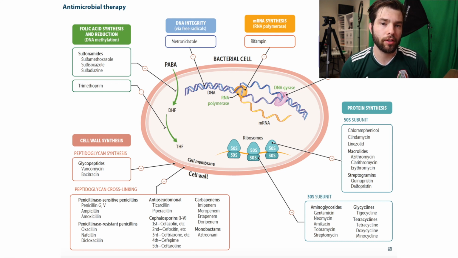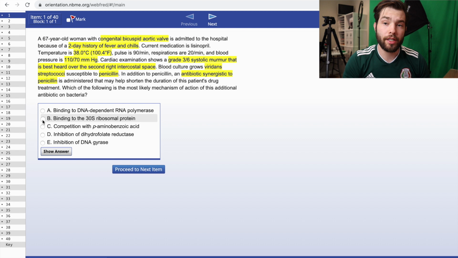All the answers are currently located here. So I need to know what the aminoglycosides' mechanism of action is, and that is it inhibits the 30S subunit. So now I know that binding the 30S subunit is the correct answer.